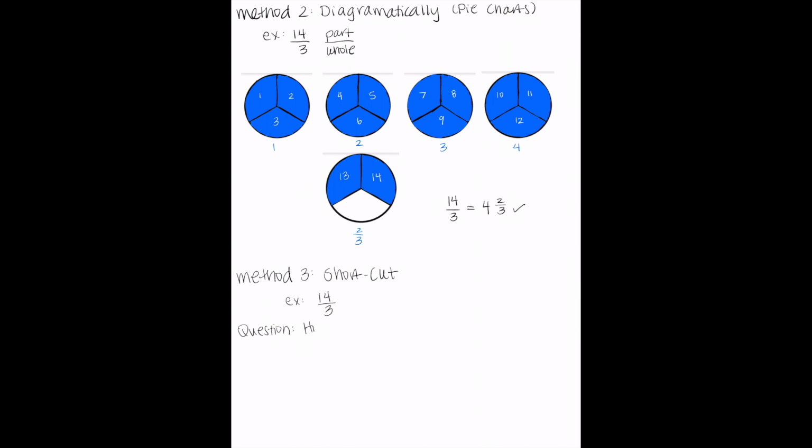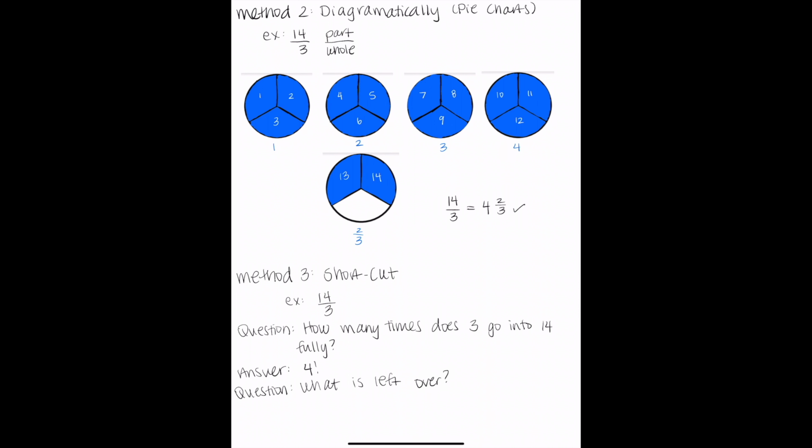So with our shortcut, let's use the same example. What we're going to do is ask ourselves a series of questions that'll help us work backwards into finding our mixed number from our improper fraction. So to start, we're going to look at 14 thirds again, and we're going to ask ourselves, how many times does 3 go into 14 fully? This is kind of like the long division step, right? 3 goes into 14 4 times fully, right? When we do 3 times 4, we get 12.